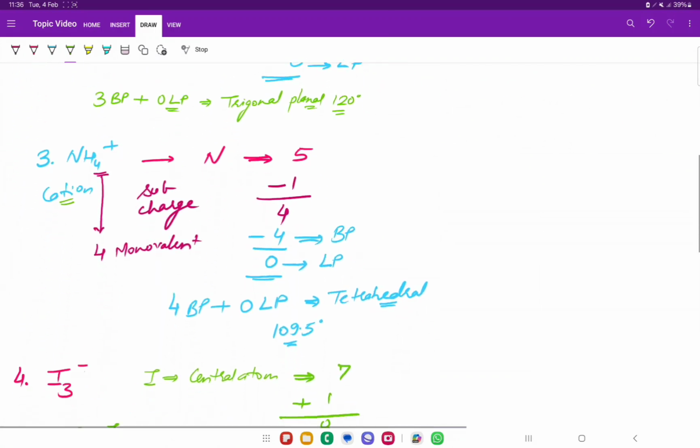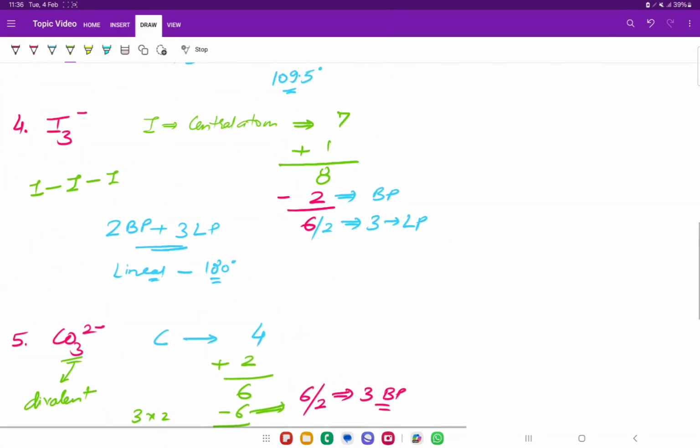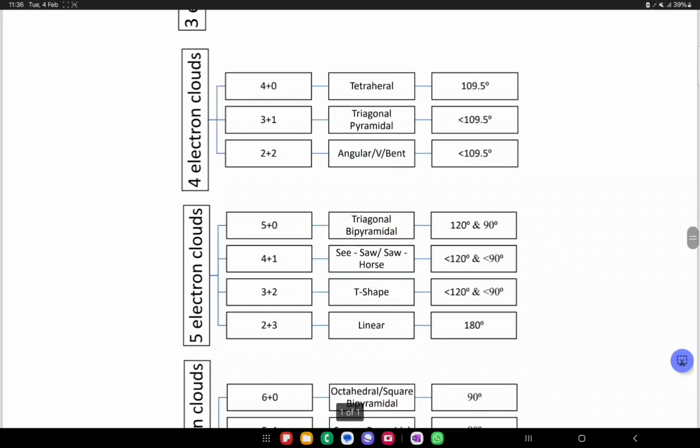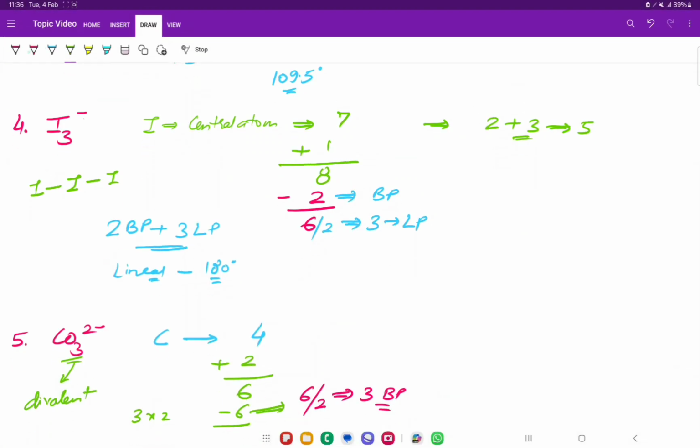Suppose we talk about I3 minus. Now, the total number of bond pairs and lone pairs is 2 bond pairs plus 3 lone pairs. Total number of electron clouds is 5. Now, for 5 electron clouds as per this table, 5 plus 0, what is the shape and geometry? Trigonal bipyramidal, bond angle 120 degree. The electron cloud geometry for this I3 minus will be trigonal bipyramidal. And bond angles, if they ask you, then 120 degree and 90 degree.